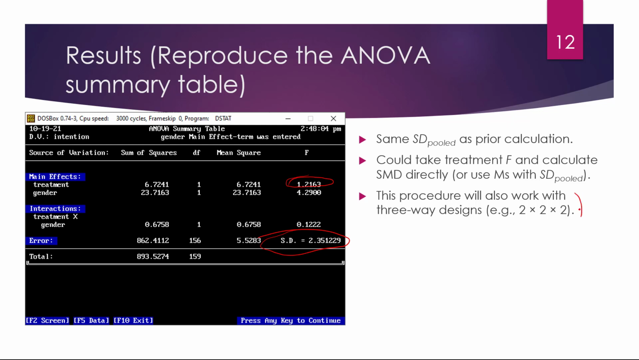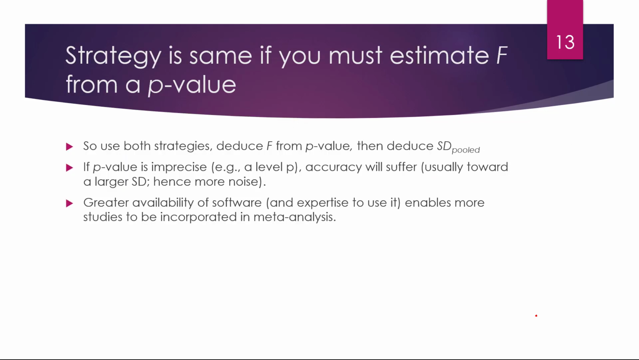And then, as you probably picked up when I showed you the example, the Dstat routine will allow you to go as big as a three-way design, and it doesn't have to be limited to 2 levels in each one. I forget how high it will go on that, maybe 10 different groups, something like that.